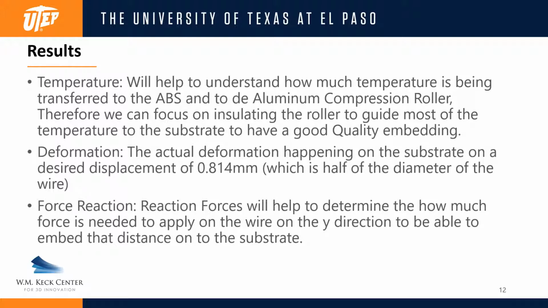Also, we're going to have deformation, which is the actual deformation happening on the substrate. The desired displacement of the wire within the substrate while embedding is going to be 0.814 millimeters, which is half of the diameter of the copper wire. And then the force reaction, which will determine how much force is going to be needed to apply on the wire in the Y direction to be able to obtain that desired displacement.